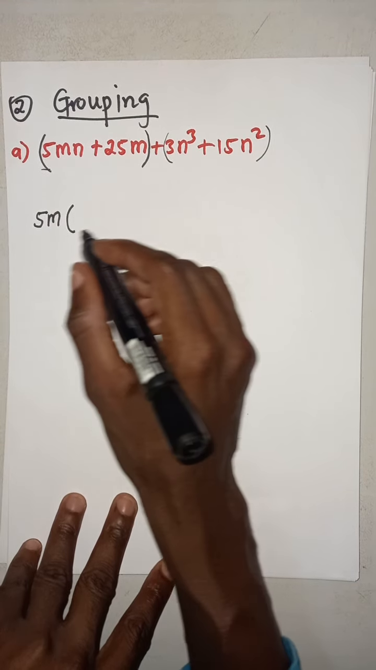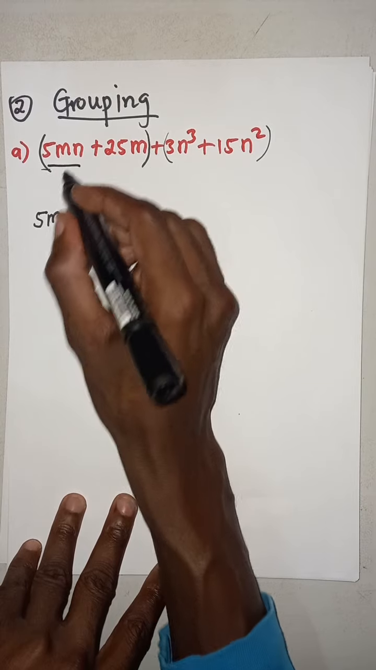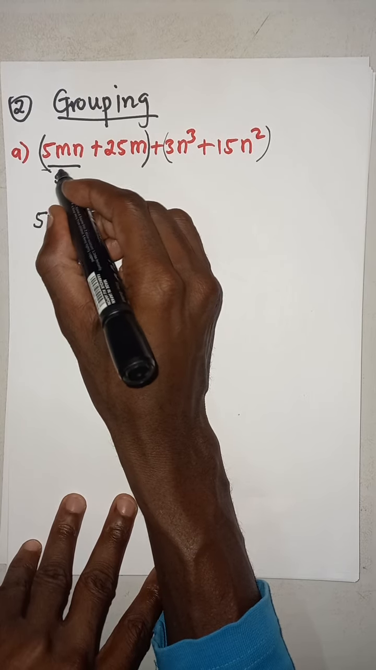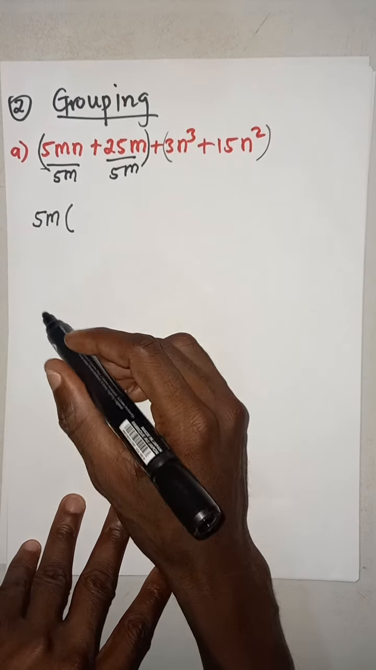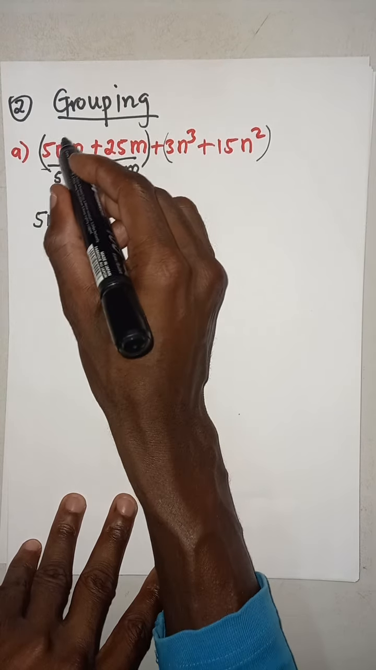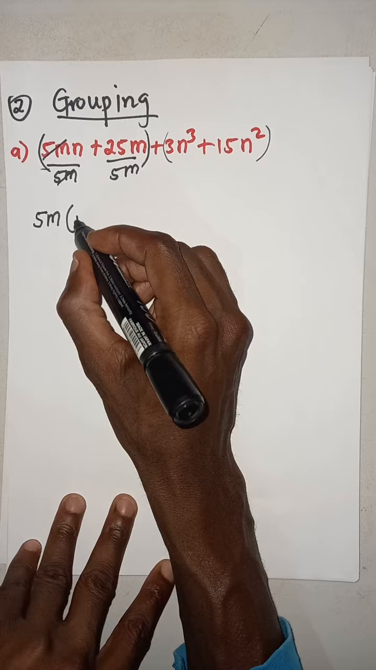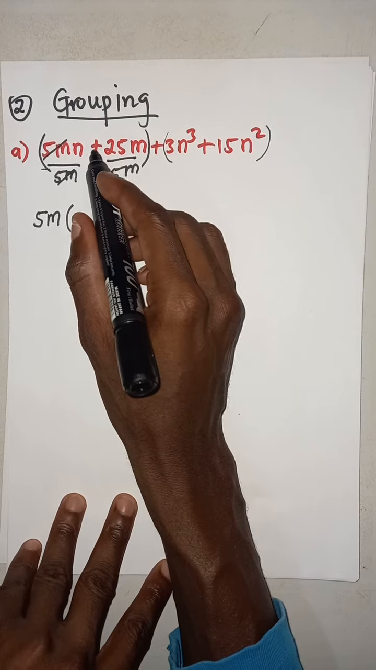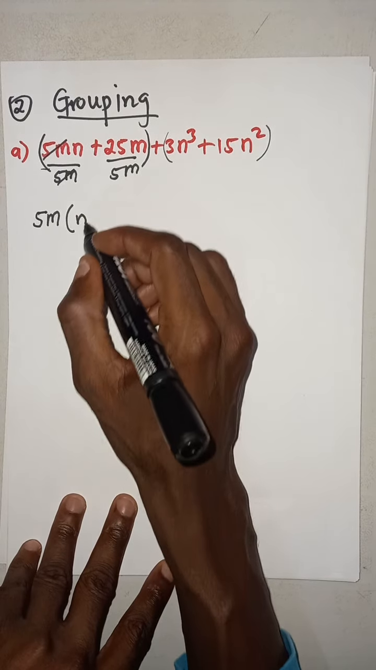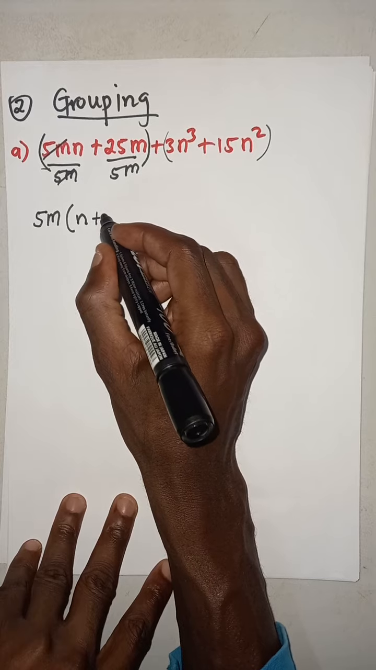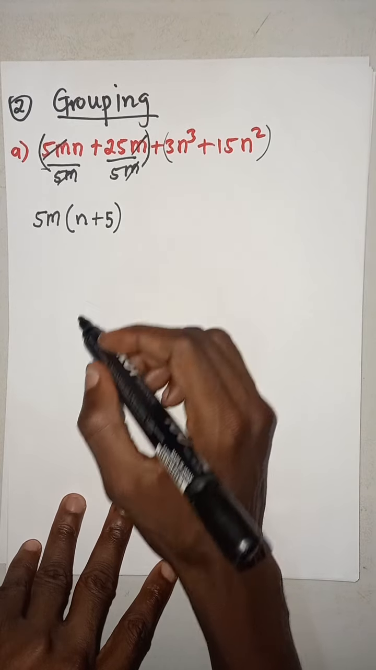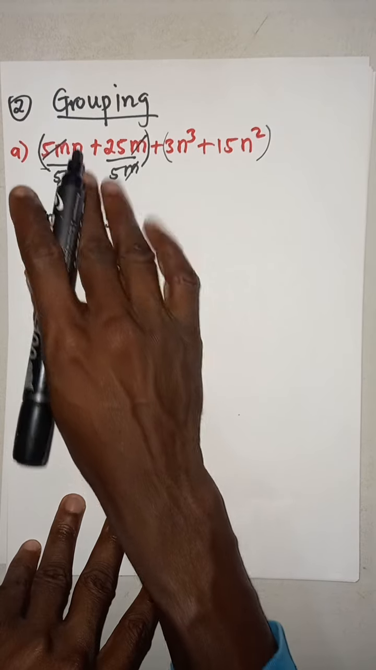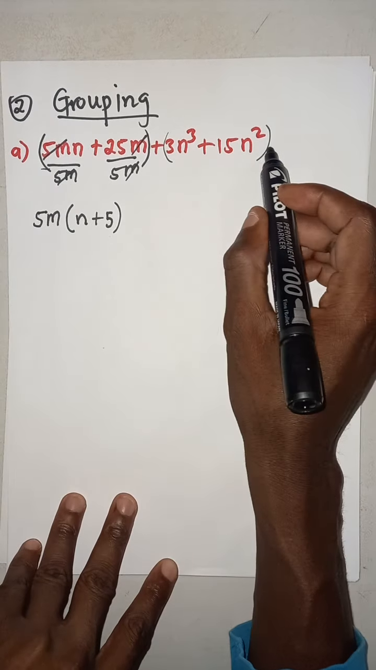How do I get what goes inside the bracket? I need to divide everything by 5m. 5m cancels. I'm left with n. Positive 25 divided by 5 gives me positive 5. M will cancel. Close the bracket. So I'm done with this part. Let me now come to this part.